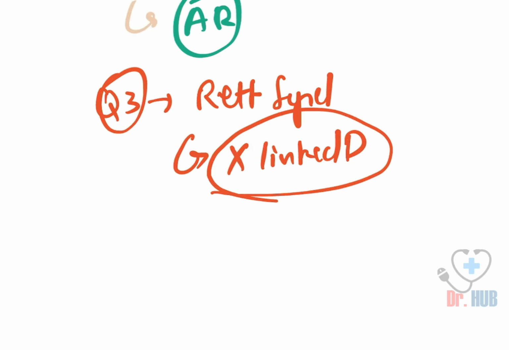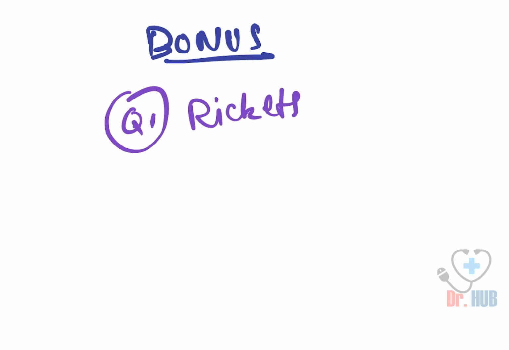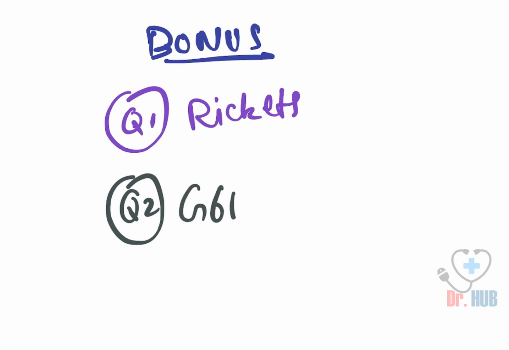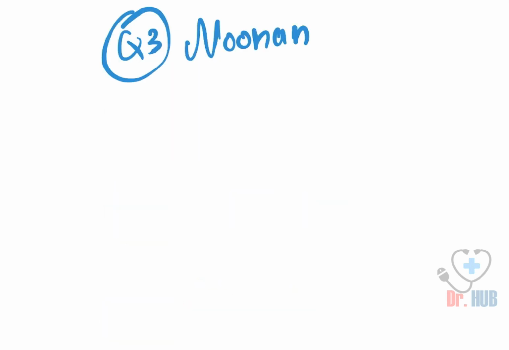Now we'll ask some bonus questions which have to be answered in the comments. So the questions are, the first question is, what is the inheritance pattern of rickets? The second question is, what is the inheritance pattern of G6PD deficiency? The third question is, what is the inheritance pattern of Noonan syndrome? These can be answered in the comments.